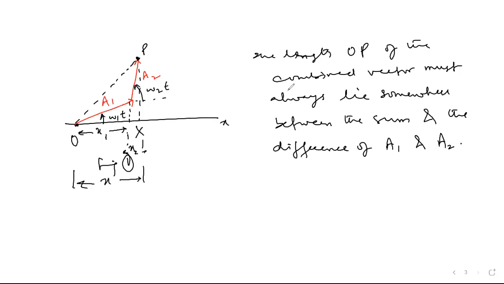I'm saying the length OP of the combined vector, that is this OP, must always lie somewhere between the sum and the difference of A1 and A2. As these vectors rotate, the phase difference keeps on changing, so the length of the OP vector will keep on changing, but it will always lie between the sum and the difference of A1 and A2. Think about this at home and convince yourself.